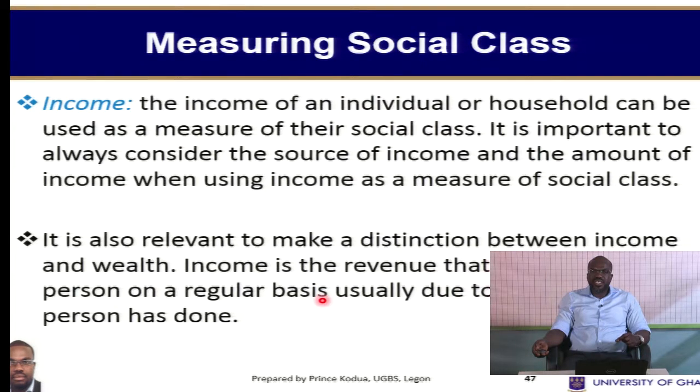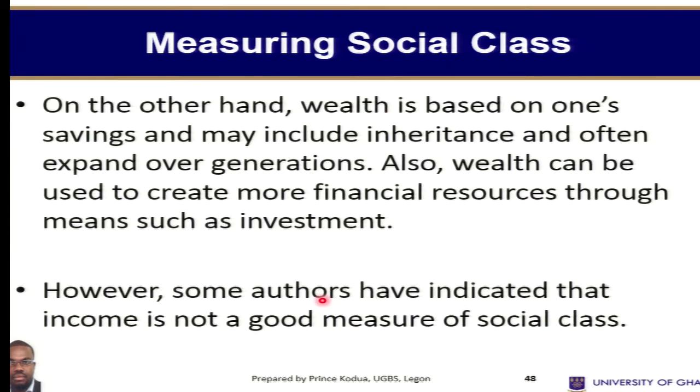We can also talk of income. We can talk of the income of an individual or household. This can be used as a measure of social class. But what is important is that we need to always consider the source of income and the amount of income when we are to use income as a measure of social class. We need to also make a distinction between income and wealth. Income here is revenue that accrues to an individual on a regular basis, usually due to work that the person has done or performed. Wealth, on the other hand, is based on savings and may include inheritance and often expands over generations. Of course, wealth can be used to create more financial resources by way of investment.